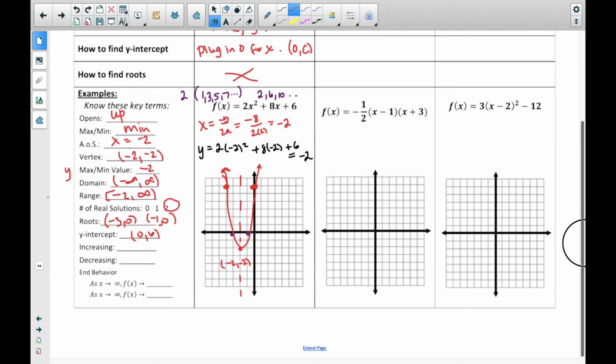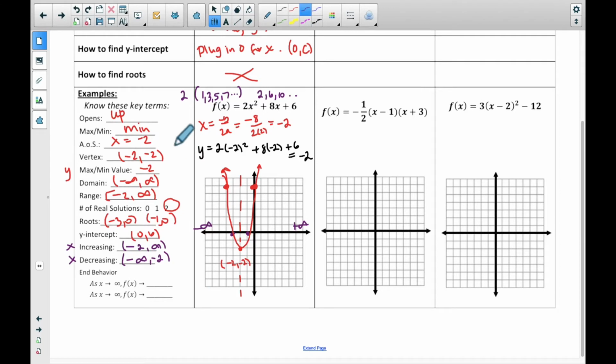Okay, the increasing, decreasing intervals. Sometimes people get these a little bit confused. Remember that when we talk about increasing and decreasing intervals, we are talking about the x values. So over here is negative infinity on the x-axis, and this is positive infinity on the x-axis. So from negative infinity all the way over to negative 2, it is decreasing. And from negative 2 all the way to positive infinity, it is increasing.